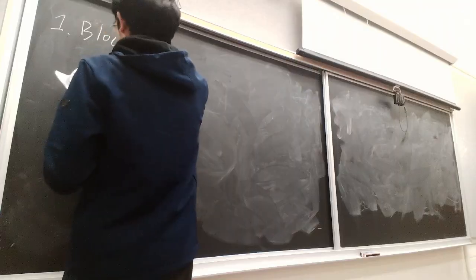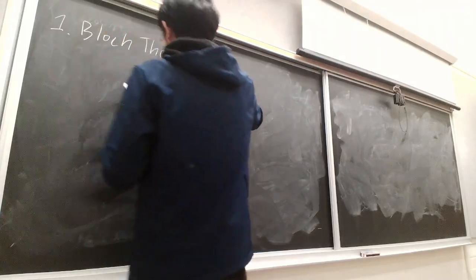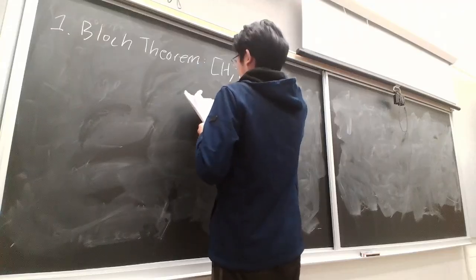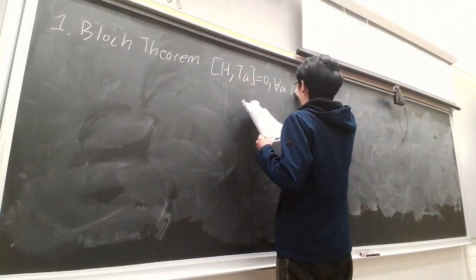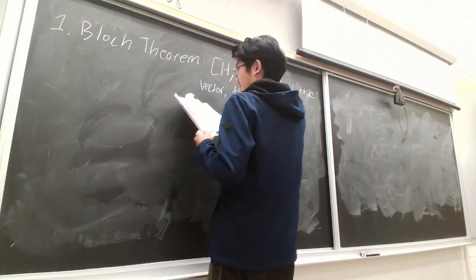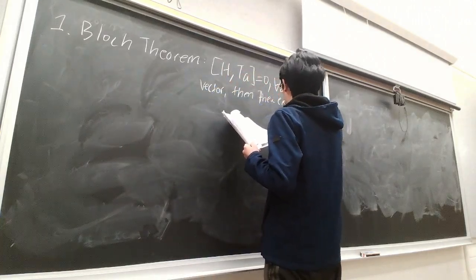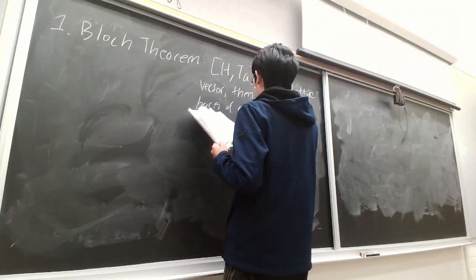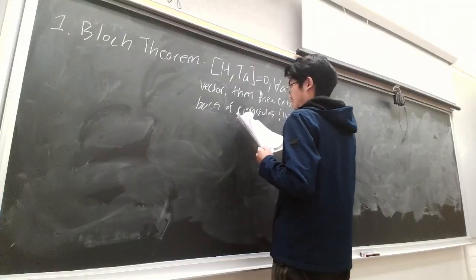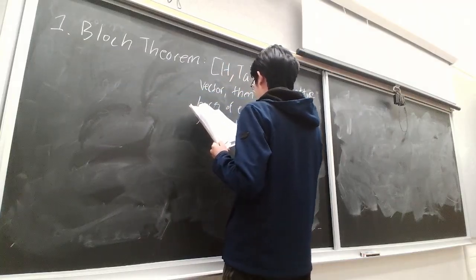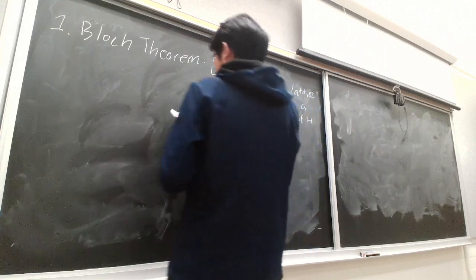Okay, so first, Bloch's theorem states that if the Hamiltonian commutes with all the lattice translation operators, like [H, T_A] equals 0 for all A being the lattice vectors, then there exists a basis of eigenstates of the Hamiltonian such that the eigenvalue, this is the eigenstate of the Hamiltonian.